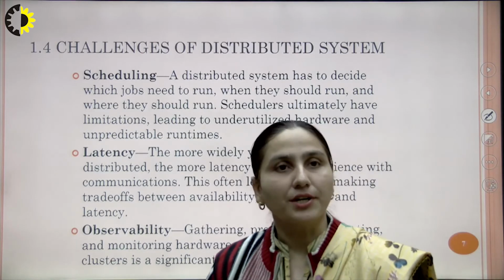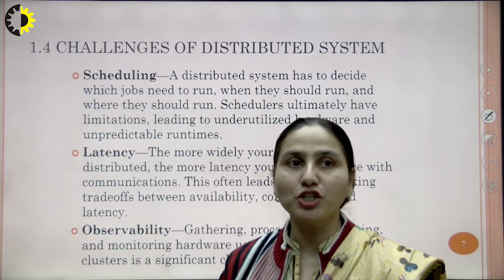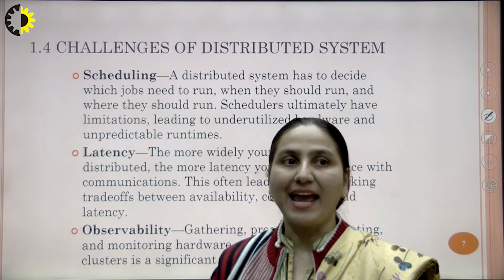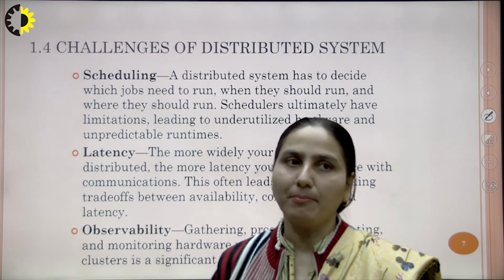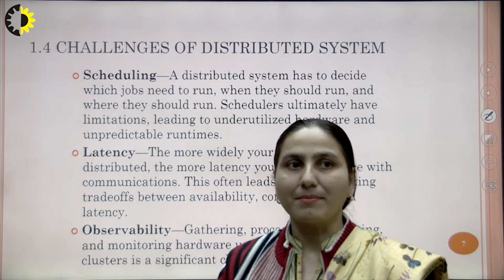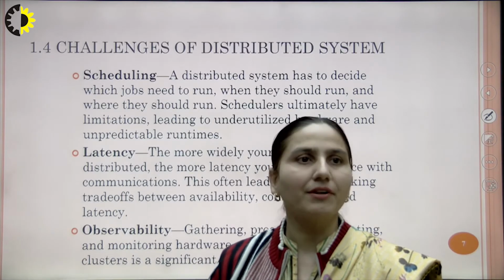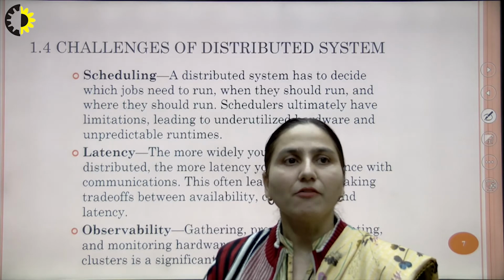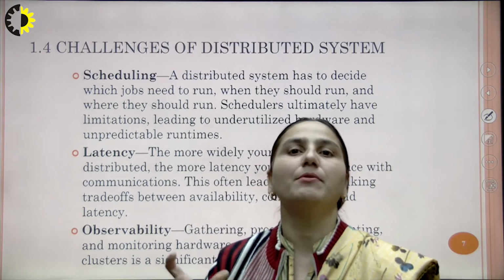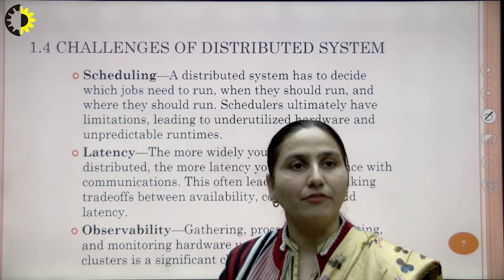What is actually scheduling? A distributed system has to decide which jobs need to run, when they should run, and where they should run. This is a very important thing: out of the number of jobs, and the number of nodes that we have in a particular system, the system has to decide which job is going to run, the exact timing when that job will run, and at which machine it will run.